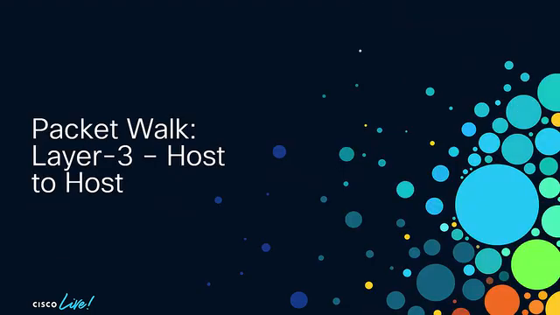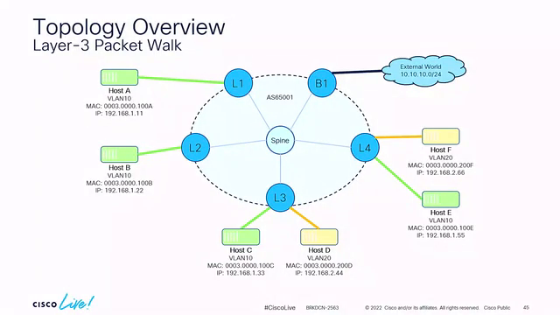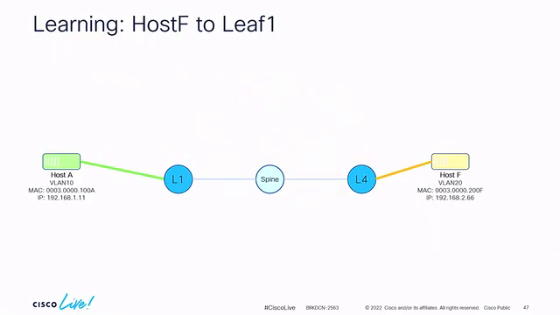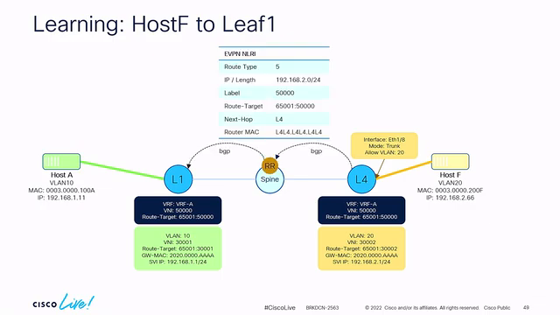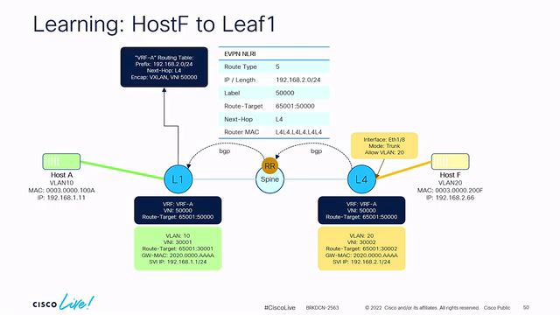Now, given we did a layer 3 packet walk, this is exactly the same. Now it's just host to host. It's L1 to L4. We have again the learning part. So we have a learning on the L4 for host F. There's an Ethernet interface. We do ARP and all of that shebang. So we learn the host locally. Similarly, we advertise the type 5 for the subnet route. And then we learn that subnet route on leaf 1.